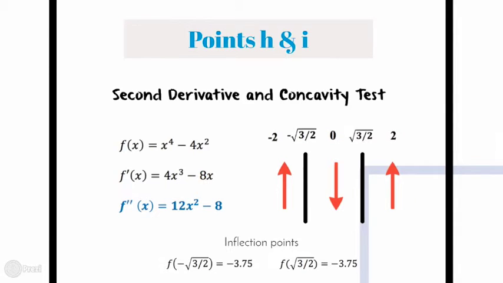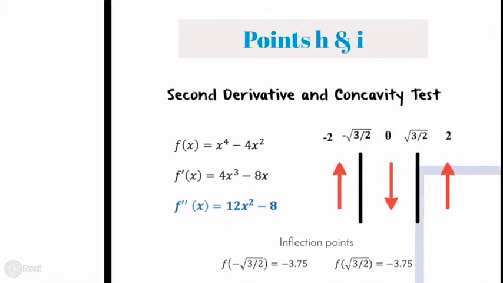concavity test table. We got that f of square root of 3 halves was minus 3.75, and f of minus square root of 3 halves was minus 3.75 as well. These points are the concavity changes that are positive, negative, and positive again, respectively.